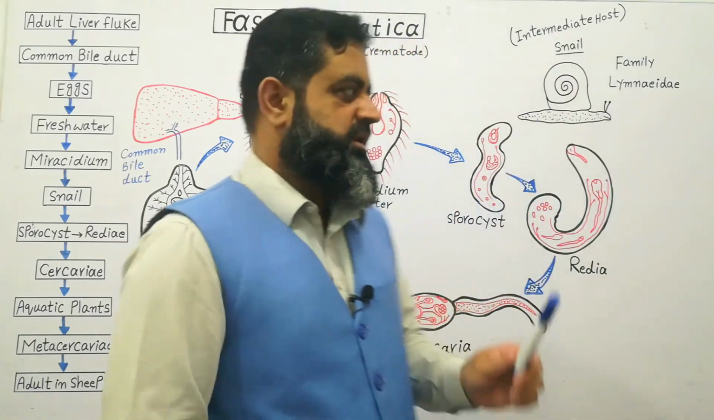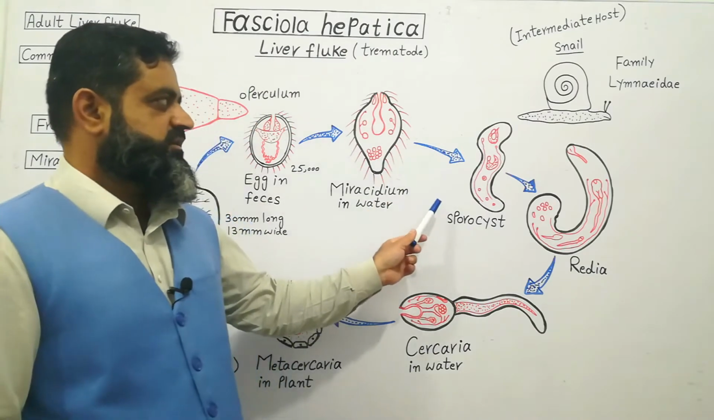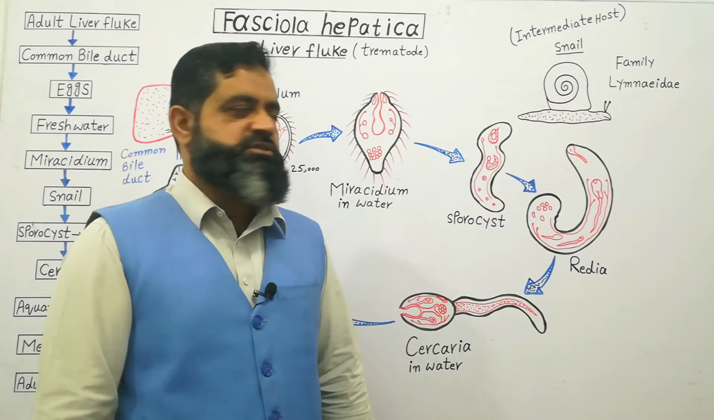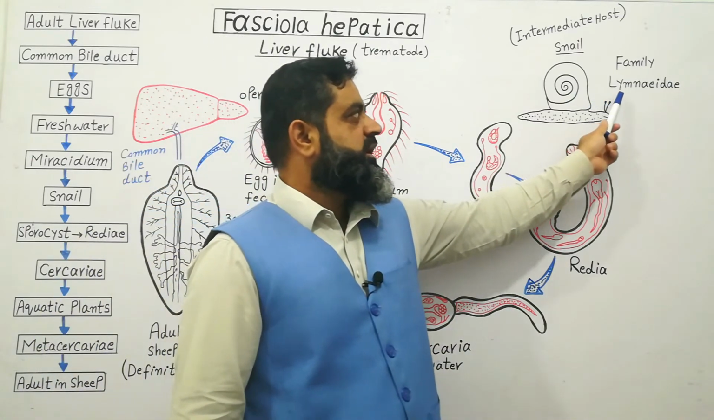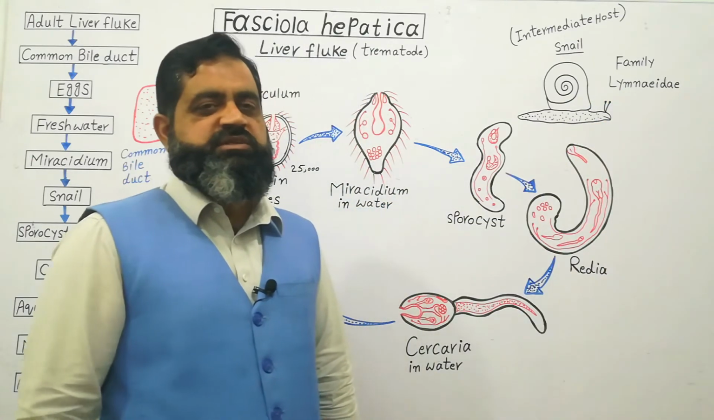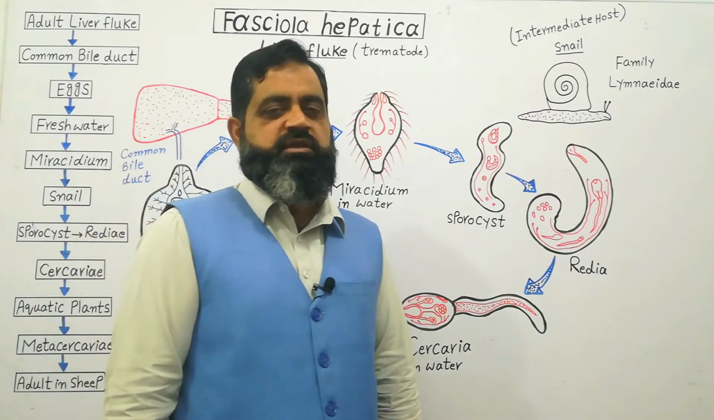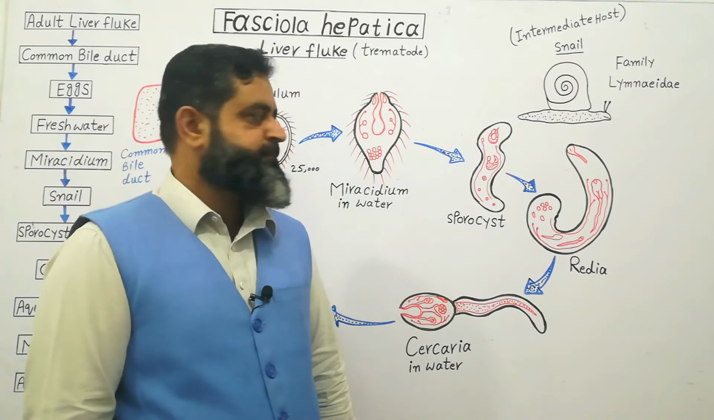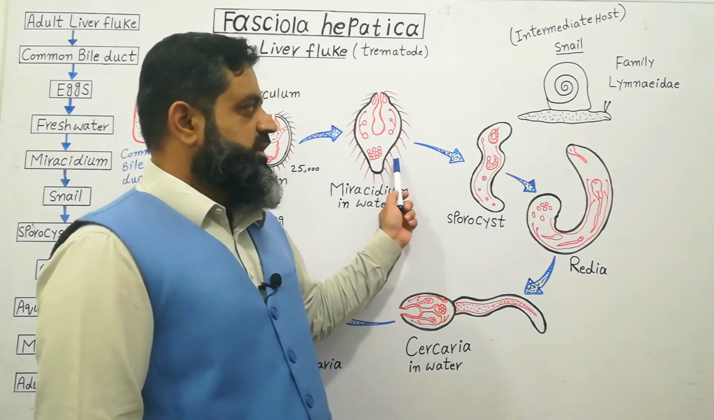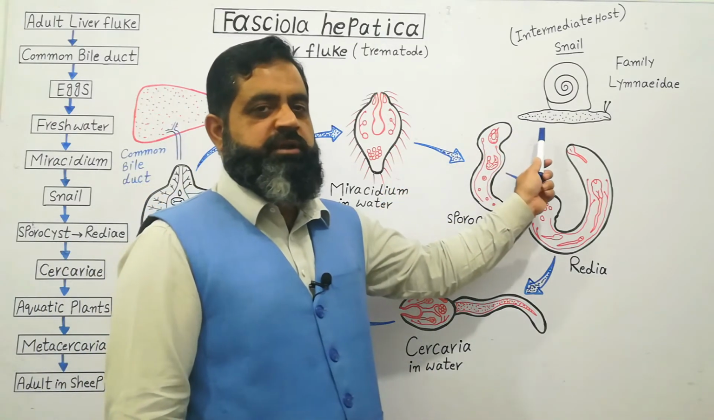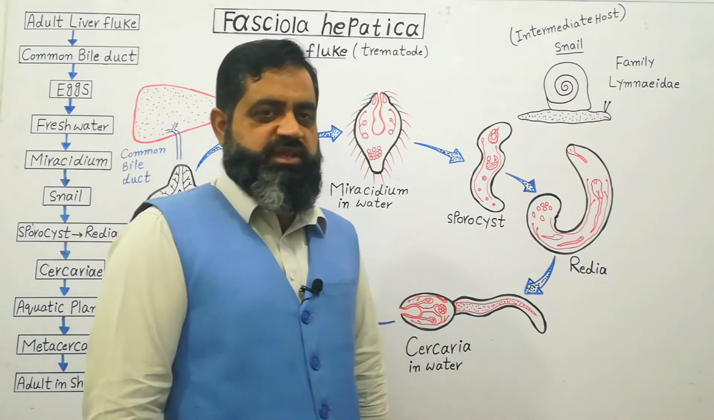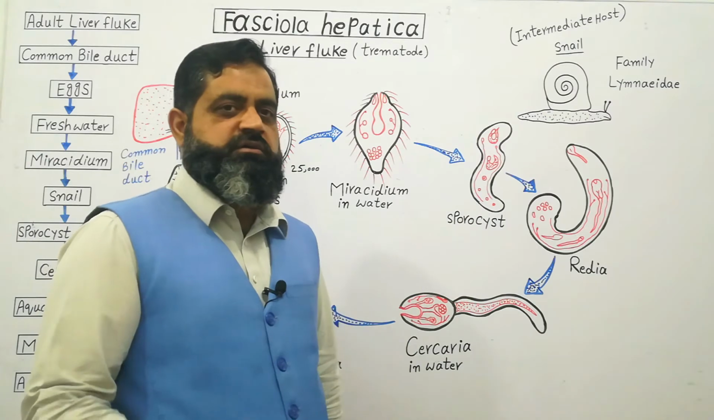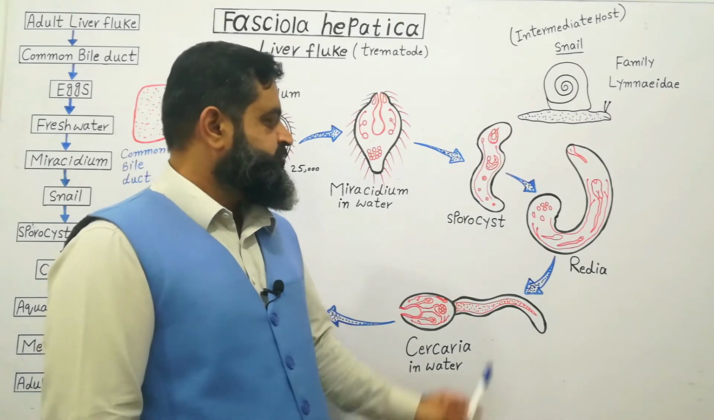This Miracidium larva accidentally finds a snail. Usually it is a very specific species which belongs to family Limnaeidae. There are several species of family Limnaeidae which become intermediate host of this parasite. When this Miracidium larva approaches a snail, it penetrates the body of the snail and becomes sporocyst, which is a form of a parasite.